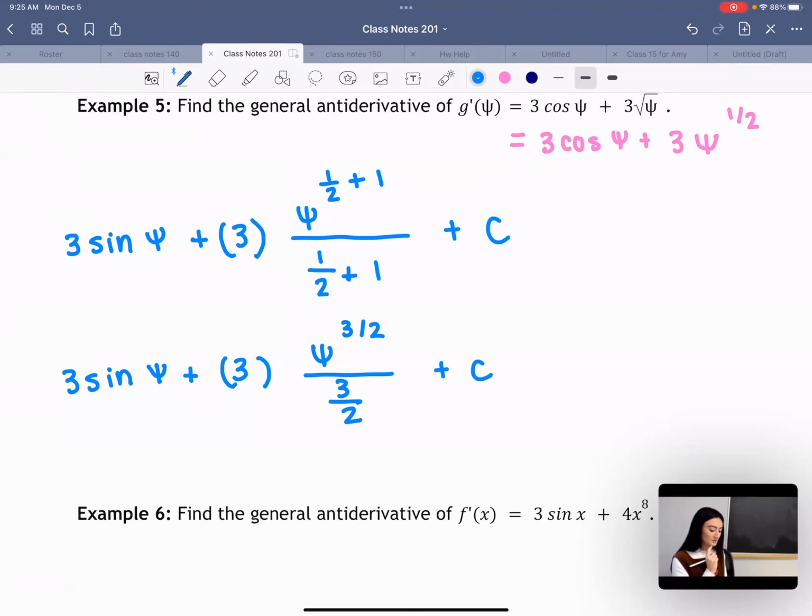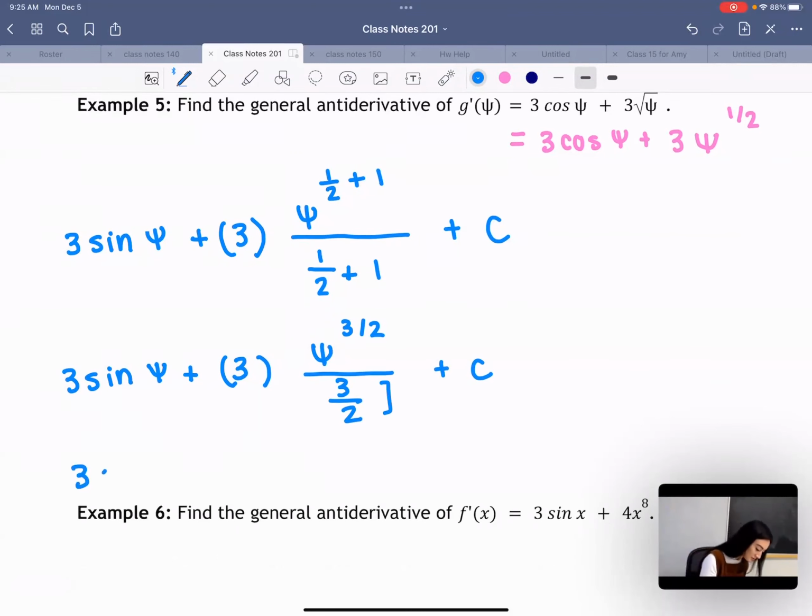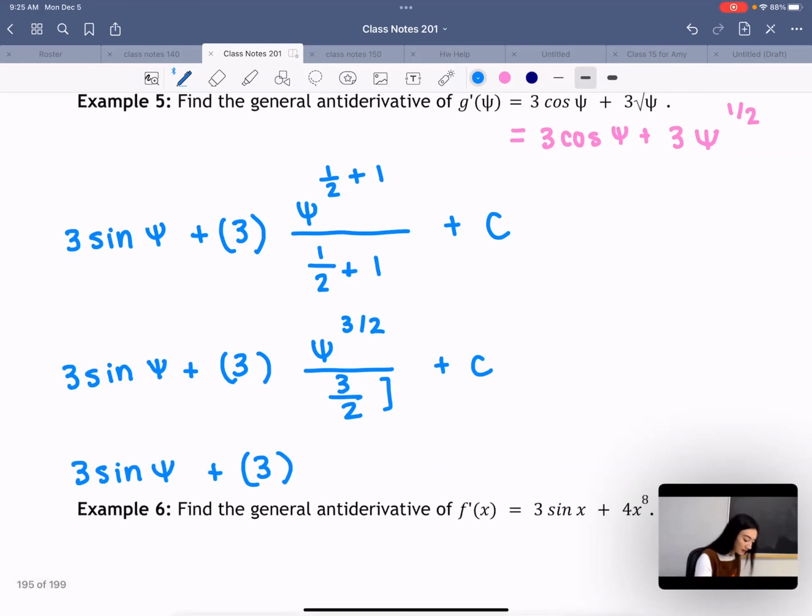Okay, I think we can clean this up a little bit more. Whenever we have a denominator that's a fraction, I can change it to multiplication and flip over the fraction. So let me show you what that looks like. So we have the sine psi still staying the same. We still have the 3 up front, and instead of 3/2 on the bottom, it's going to be 2/3 up top, right? Okay, does everyone see how I went from that step over to 2/3?